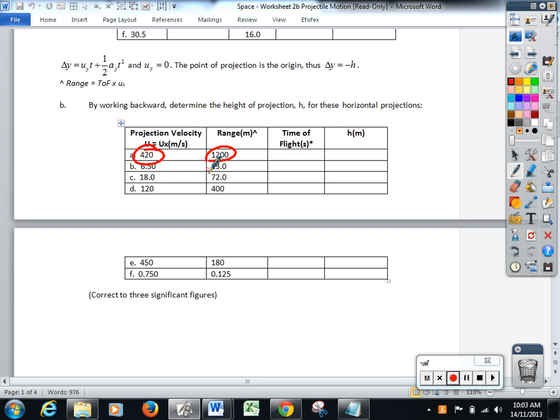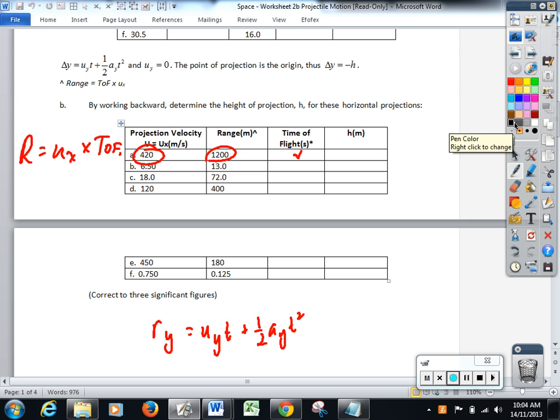So what would I use to find the time of flight? Good, excellent. We use the formula that range is equal to ux times the time of flight, and therefore just division of those two values will give us this. Okay? Once you've done that, by working backwards, using the formula ry equals uyt plus a half ayt squared, remembering what do I know as ry?